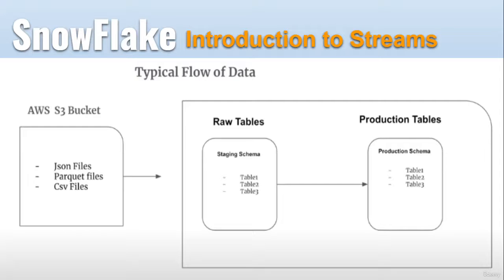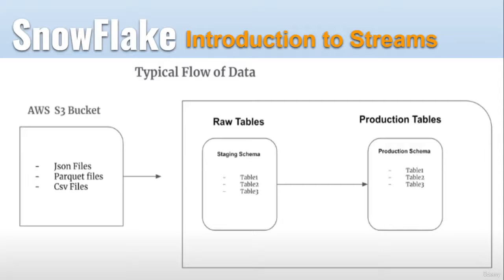A typical flow of data in any data warehouse looks something like this. You upload your data into your AWS S3 bucket, and from the S3 bucket, it moves into your raw tables, which are also known as a staging area. And then from the raw tables, the data moves to your production tables, which are basically structured tables.